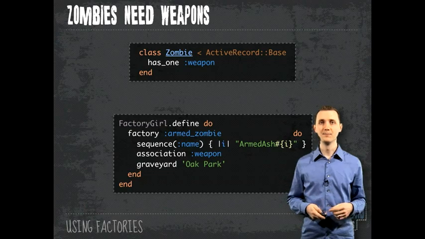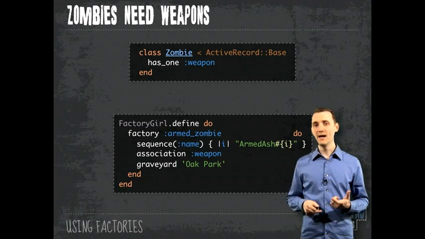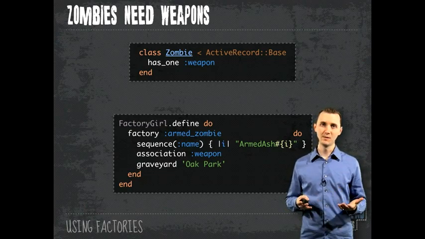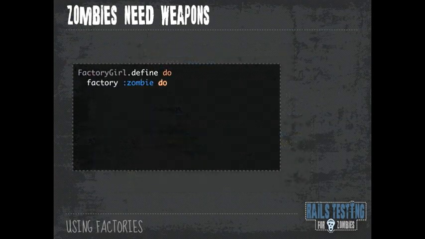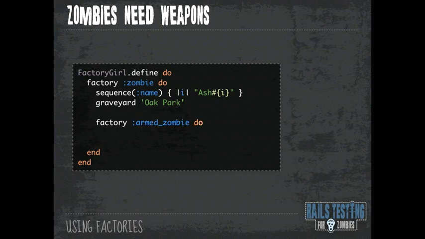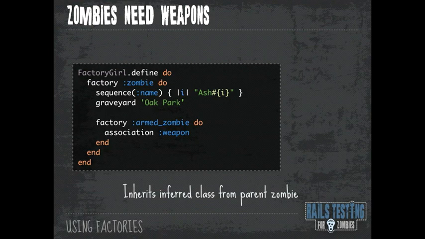So how do we get around that? Well, factories actually take parameters. They're optional. In this case, we could say class zombie. And so what that's going to say is Factory Girl is going to say, you need an armed zombie. I know how to make an armed zombie, and I know what class represents an armed zombie, and everything will be great. Or, better yet, since we had already defined a zombie factory, we could just define an armed zombie as a subfactory to the original one, and it will just inherit the inferred name from the parent.